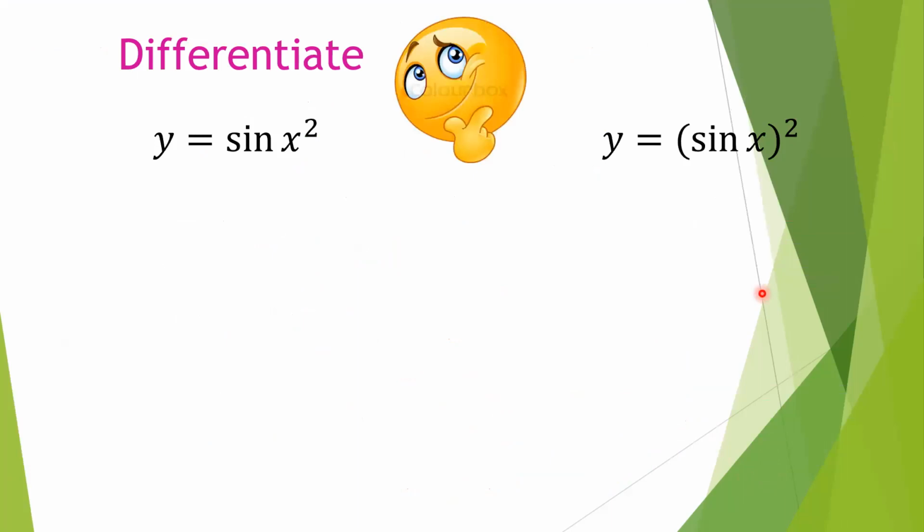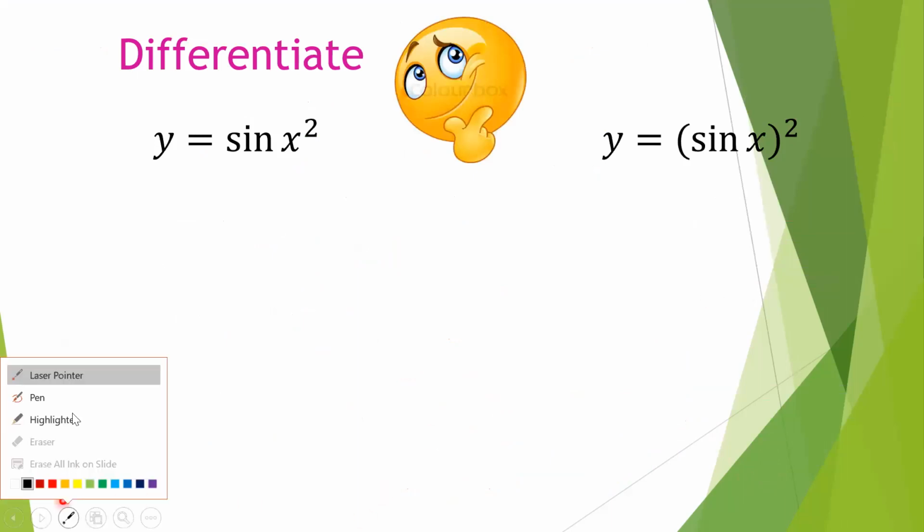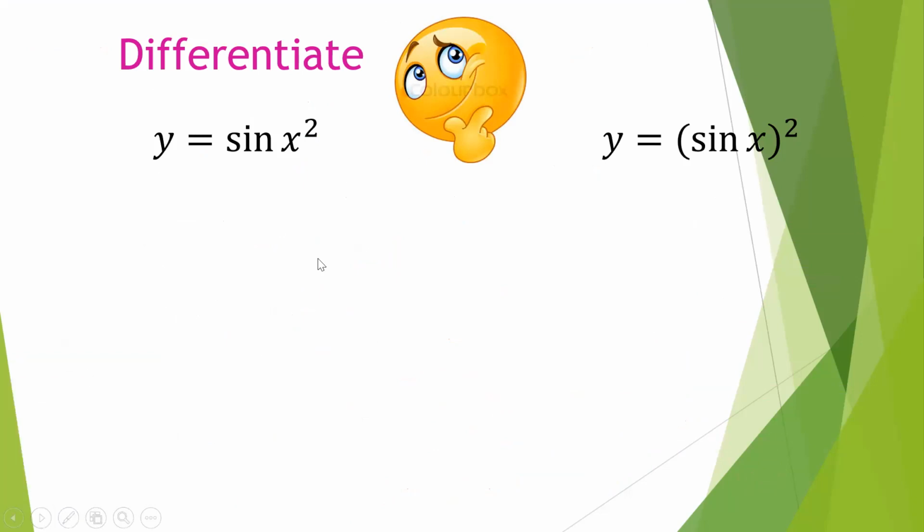Yun. Now, let's differentiate this. Ano kaya yung kaibahan ng derivative nitong dalawang to, no? So, tingnan po natin sa ating left side. Anong gagawin natin? Apply natin yung derivative ng sine function. So, we get cosine of x squared times the derivative of this u, which is 2x. Okay, so ito po yung ating entire function.